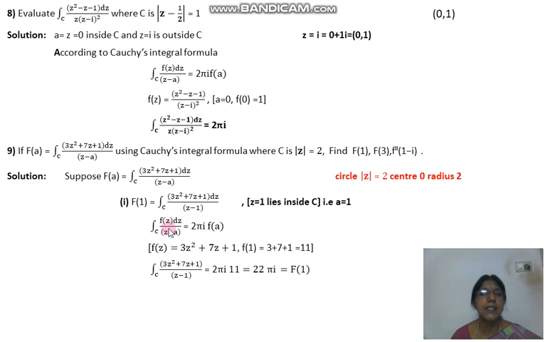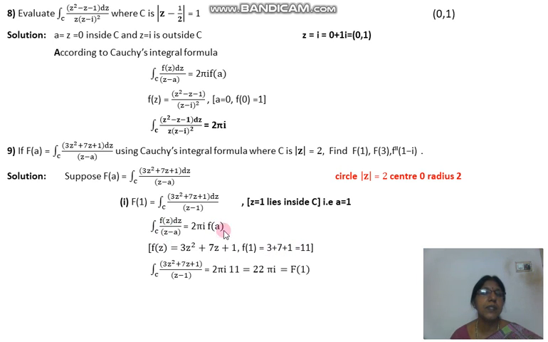So z minus a matches. What is in the place of f of z? 3z square plus 7z plus 1. What is its value? This is the formula 2 pi i f of a. We need the f of a value. F of a means we need f of 1. For that purpose, to get f of a we found f of z, 3z square plus 7z plus 1. Substituting a means 1 in it, it became 11.